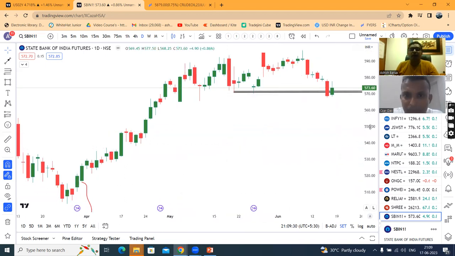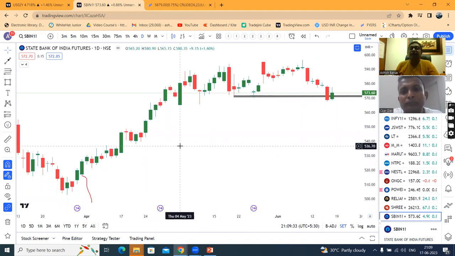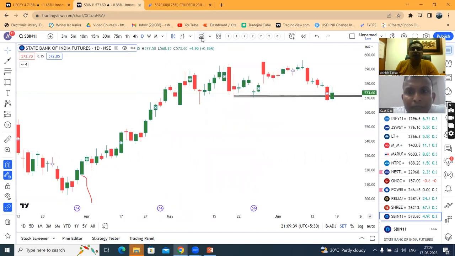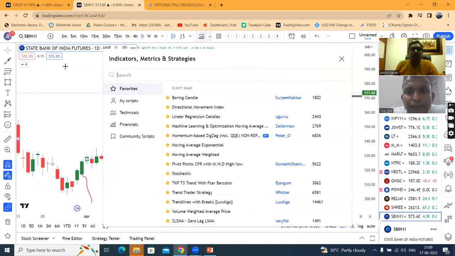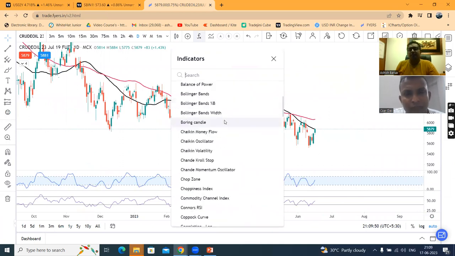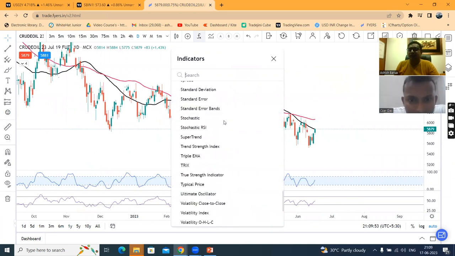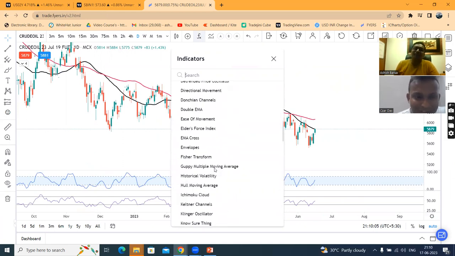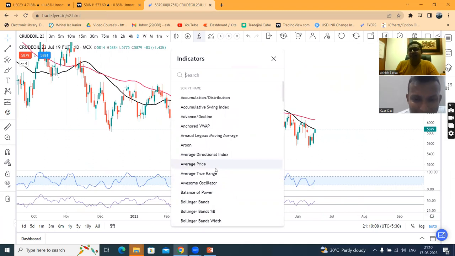Then gradually we'll come to the indicators. There are different types of indicators. Here it is not that clearly available. Innumerable indicators are available, but we are not going to use that many. We'll use only a selected few, 5 to 7. See, so many. My goodness. We'll end up spending the entire year, but I don't think it will finish. So many types of indicators.